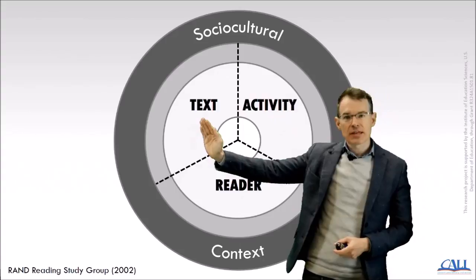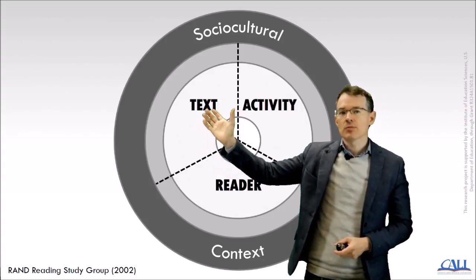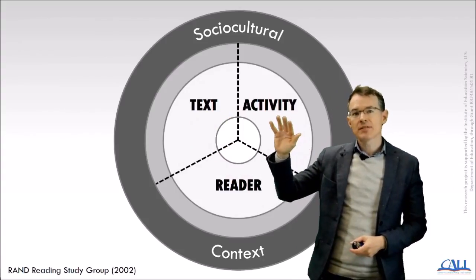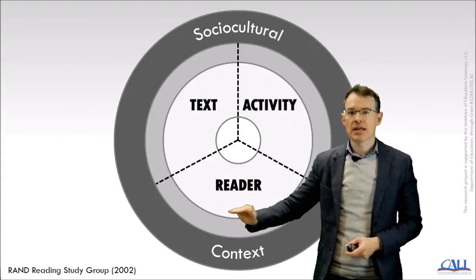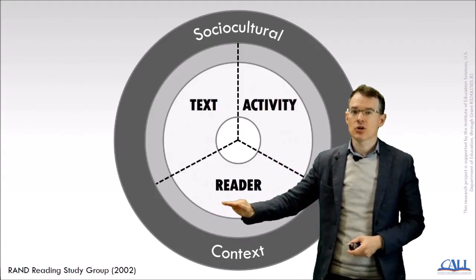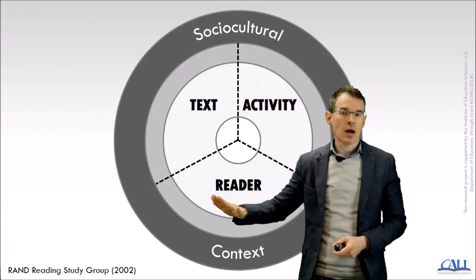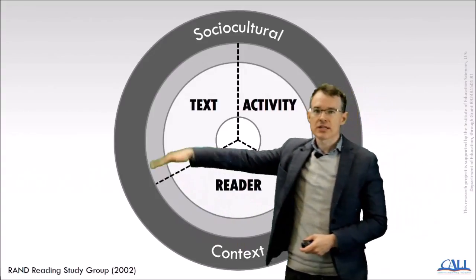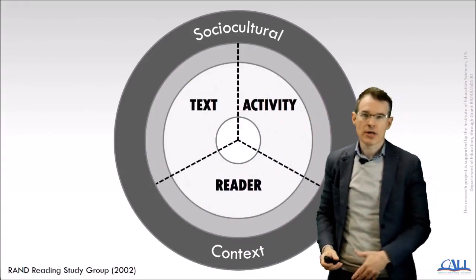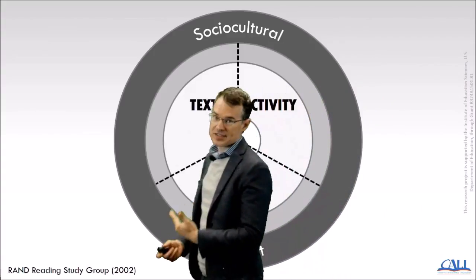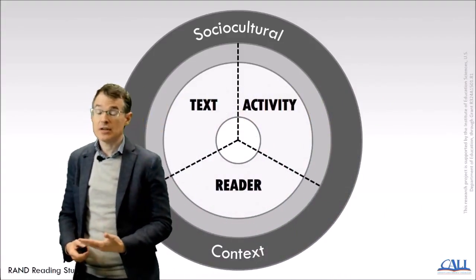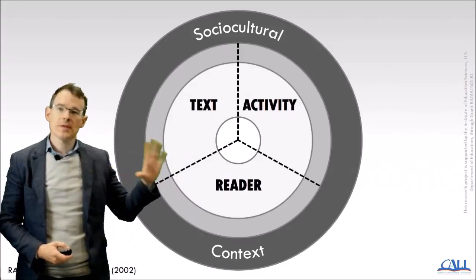One is the text. Whatever the given text is, that's important in terms of comprehension. Second, what the activity is, that determines comprehension. And third, what the reader is capable of doing, that determines the comprehension. All of this occurs, of course, in a sociocultural context, an environment that's hopefully facilitating literacy and facilitating reading comprehension. How have we put this into CALI?